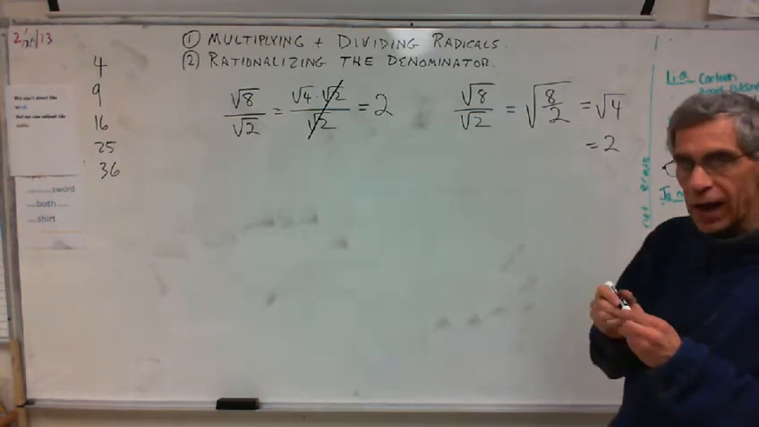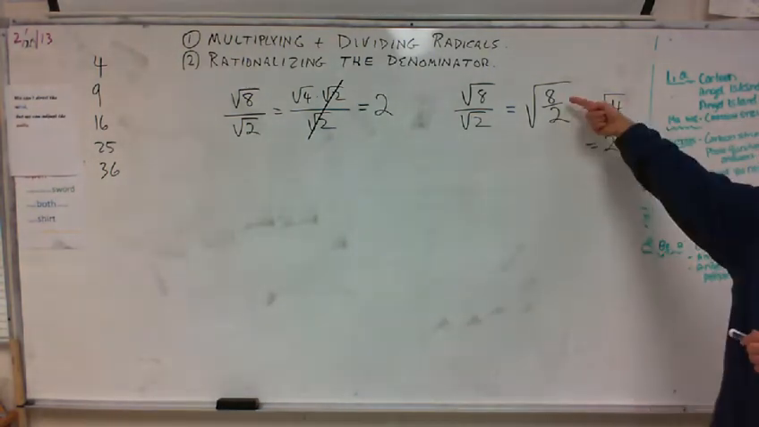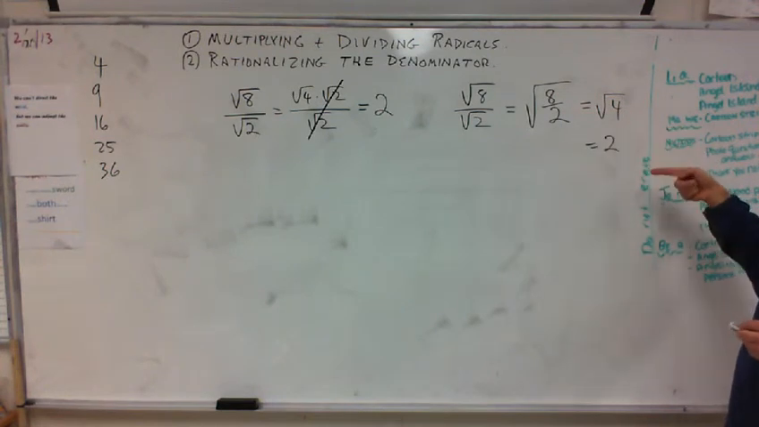So fractions are really quite simple too. You just divide: 8 divided by 2 is 4. So the square root of 4. See what I mean?